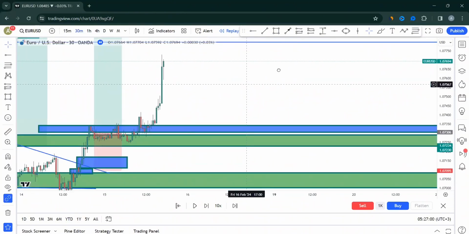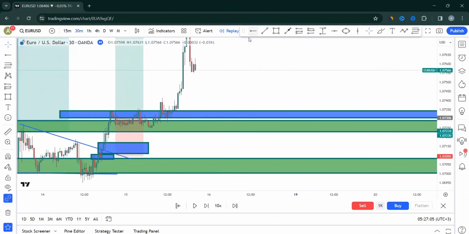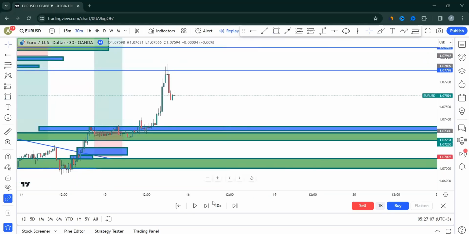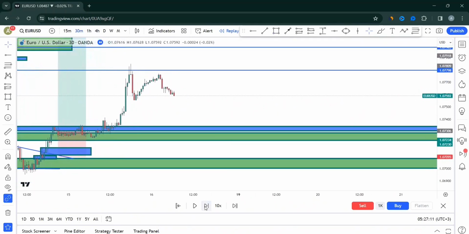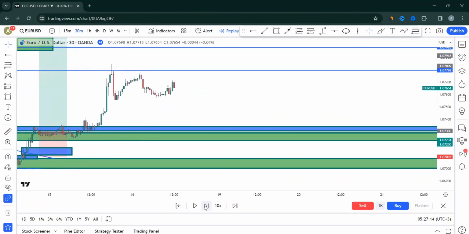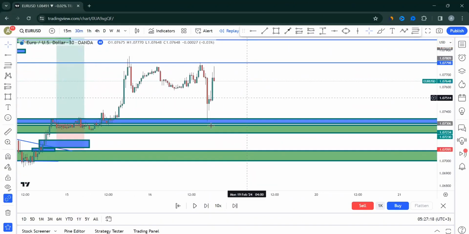So the price pushed a little bit higher. So let's see if it will come back. Then come back is okay. It's pulling back. So let's see if it will give us the push to this area. It's trying to come back. Okay.